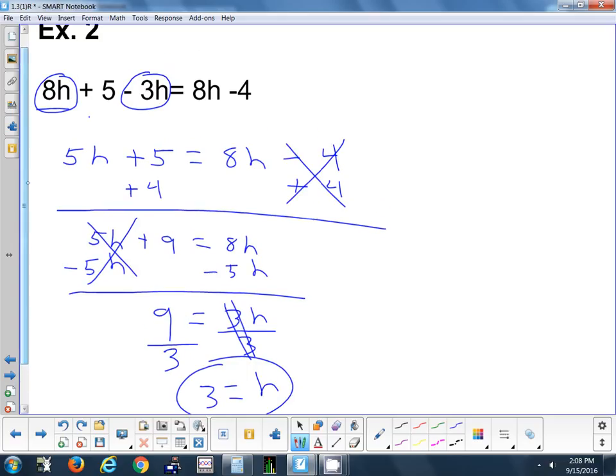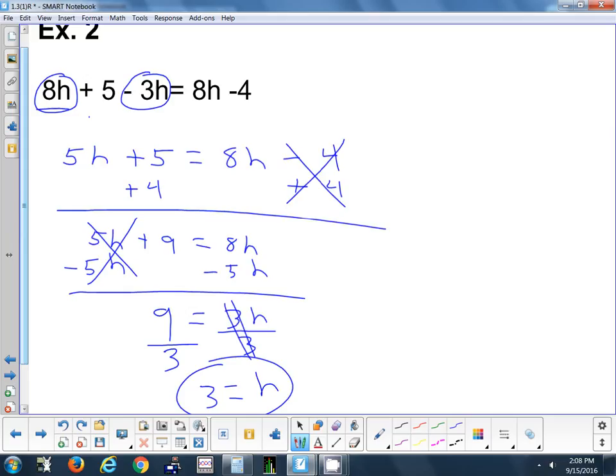Okay, you're not wrong if you started out and said, you know what, I'm not going to put the 4 on the left, I'm going to put the negative 5 on the right. That's fine. The only difference is you're going to have to deal with negatives, but you can still get the same answer. Okay? So now you've got choices on how you want to solve it. But if you can, try to keep the numbers positive. I think positive numbers are easier than negatives.